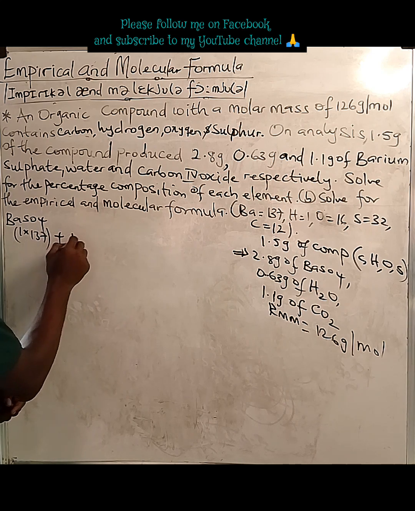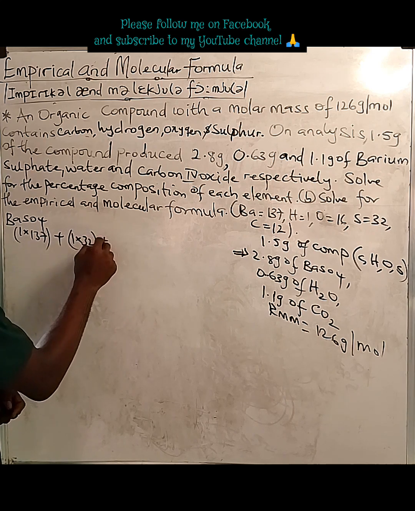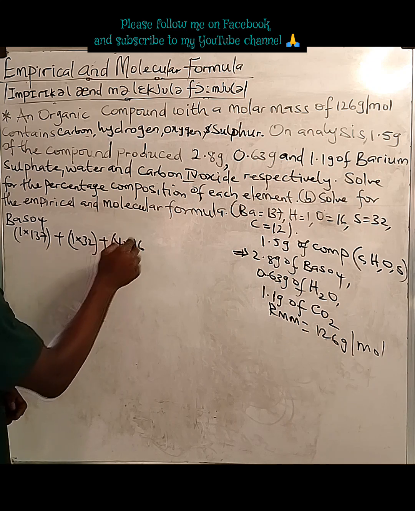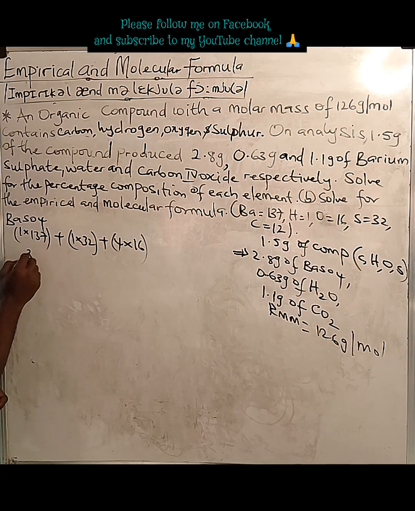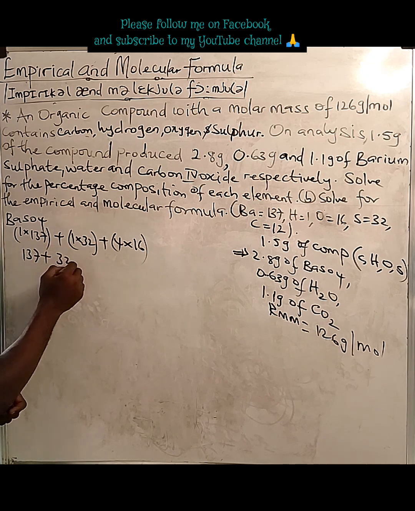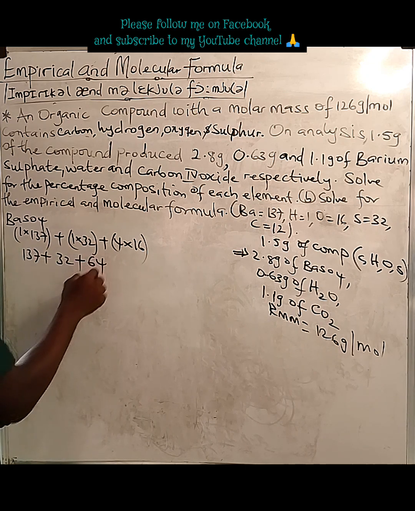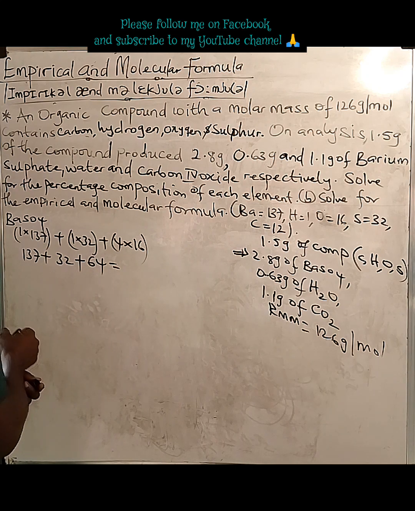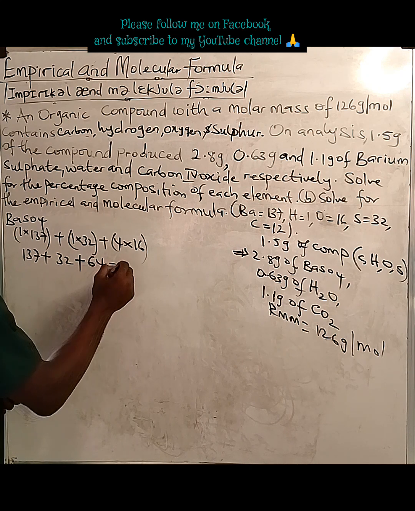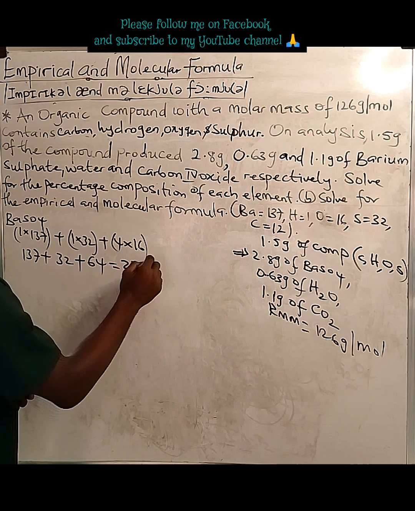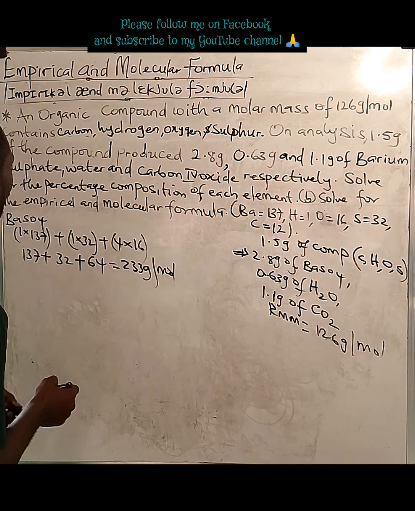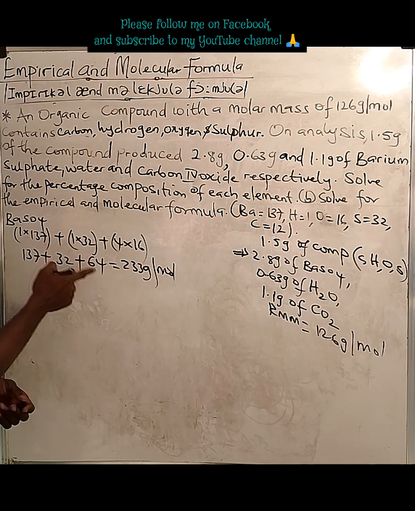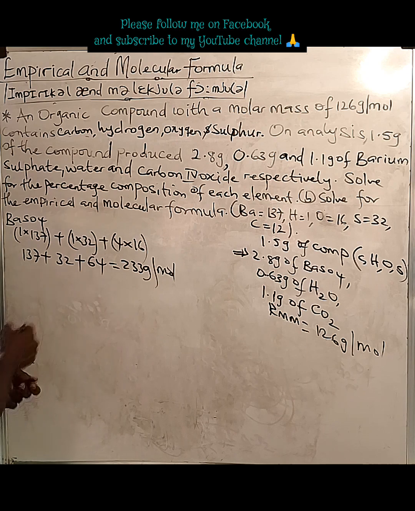So plus sulfur, 1 times 32. Oxygen is 4 times 16. So altogether, there's 137 gram of barium plus 32 gram of sulfur plus 64 gram of oxygen. When we add them, 32 plus 64 gives us 96. 96 plus 137 gives us 233 gram per mole of barium sulfate. That's what we have, 233 gram per mole of barium sulfate.